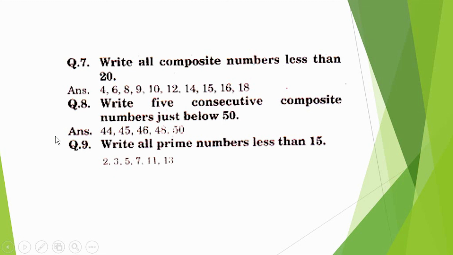Write 5 consecutive composite numbers just below 50. We write the numbers 44, 45, 46, 48, and 49 which are less than 50. These are the composite numbers. Write all prime numbers less than 50. 2, 3, 5, 7, 11, and 13. These are the numbers which have only 2 factors.